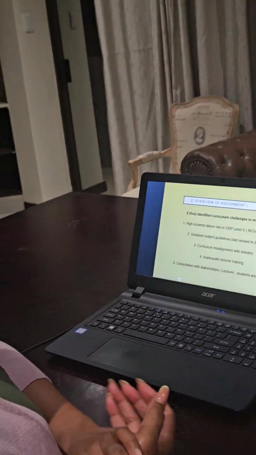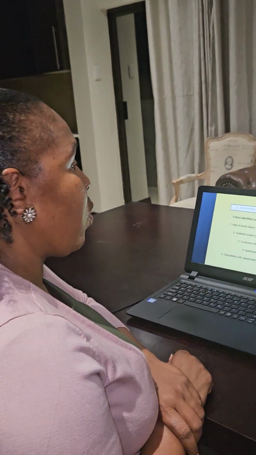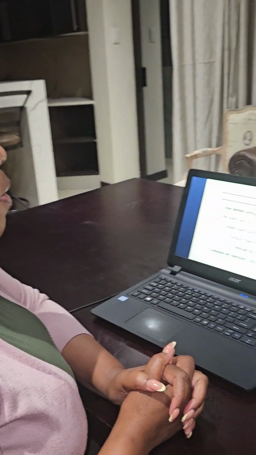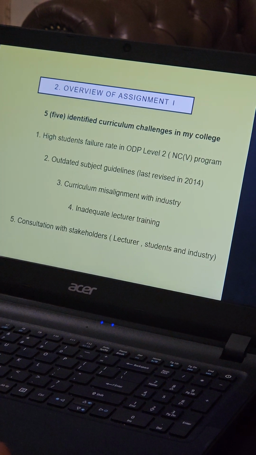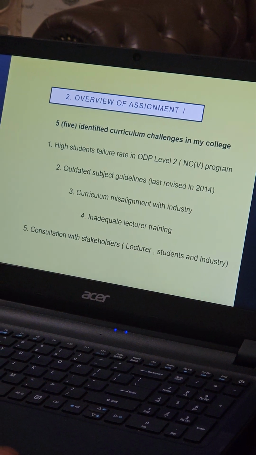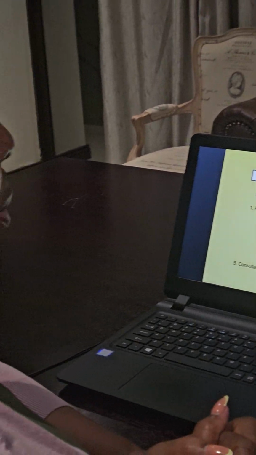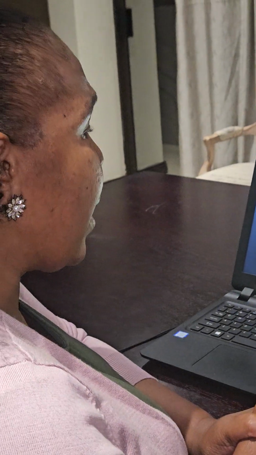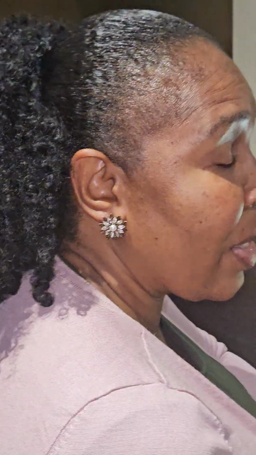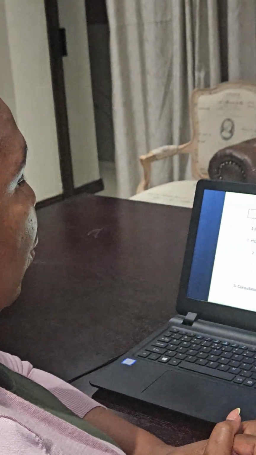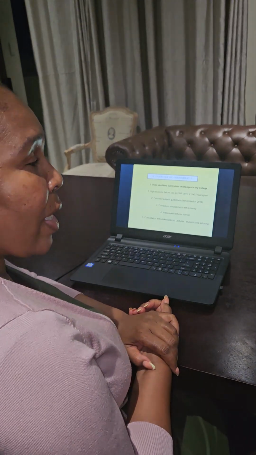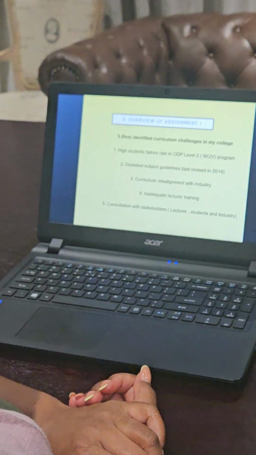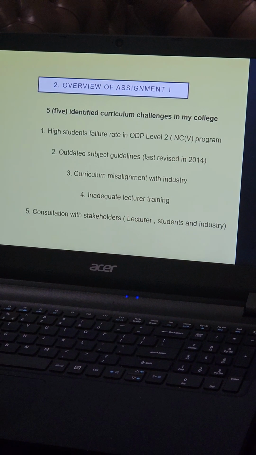On slide 2, we are going to be looking at an overview of assignment 1, where I have identified 5 curriculum changes in my college. The 5 identified curriculum changes were: high student failure rate in ODP level 2 NCV program. ODP stands for Office Data Processing. Outdated subject guidelines that were last revised in 2014. Curriculum misalignment with industry. Inadequate lecturer training and consultations with stakeholders, inclusive of lecturers, students and industry.